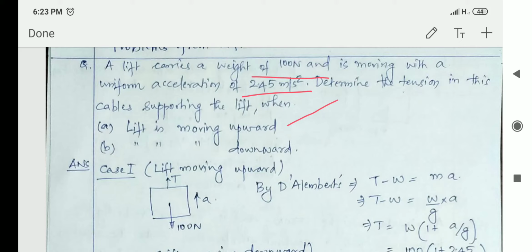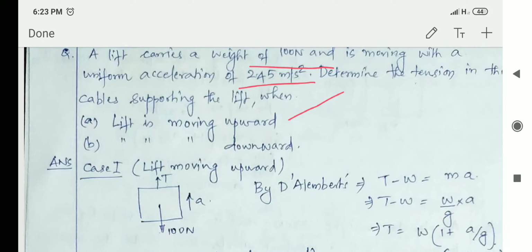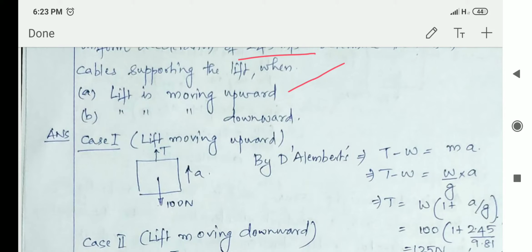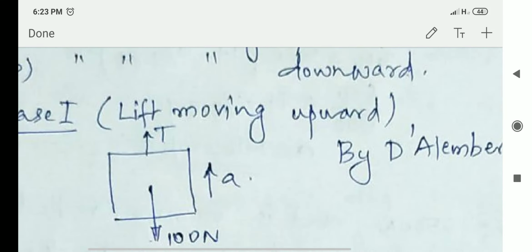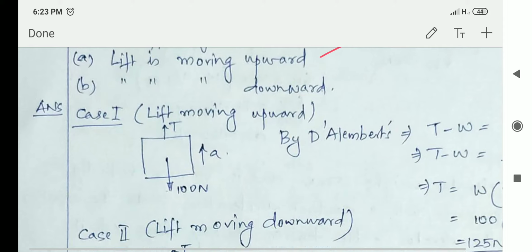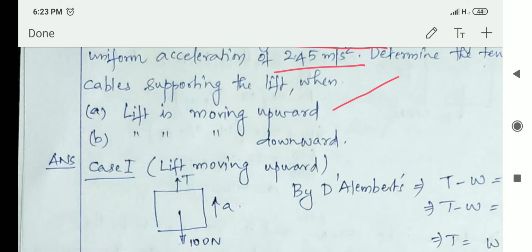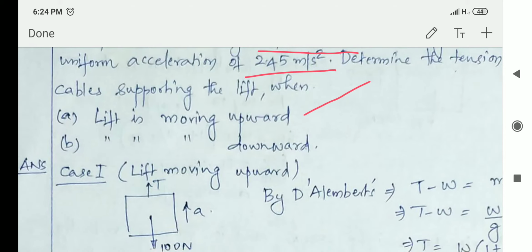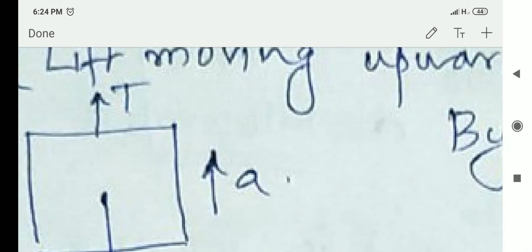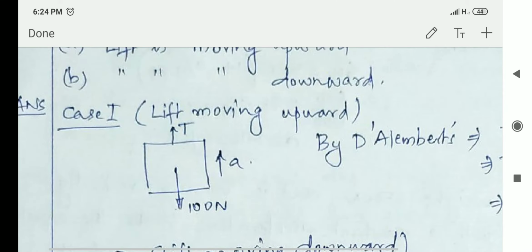So the first thing we need is the free body diagram. For the first case, lift moving upwards, we draw a cubicle like this, and the weight will always be acting downwards, which is 100 Newton. The lift is carried by a rope, and the tension on the rope will always be pointing upwards. The tension is written there, and the movement is towards upward, so we draw an arrow mark with acceleration small letter a.